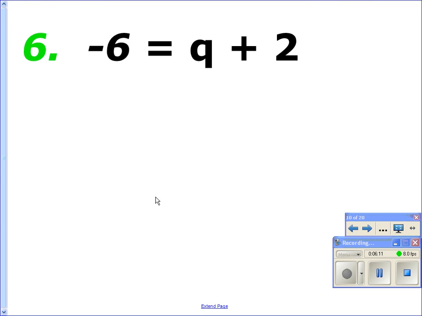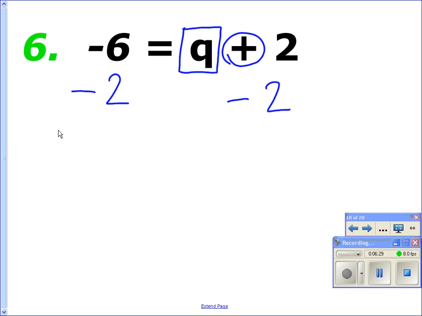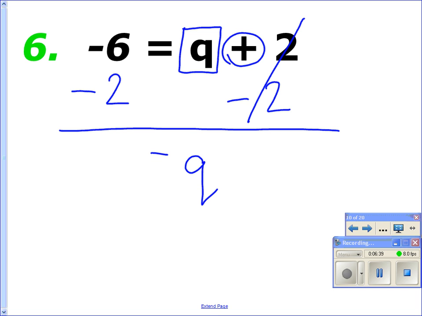Here's another one. We have negative 6 equals q plus 2. So we're going to box our variable, circle our operation. Okay. We see addition, so we're going to subtract 2 on both sides. Now, this is where it's going to change up a little bit. Okay. So we have plus 2 minus 2. Those two cancel out. You're left with q equals.